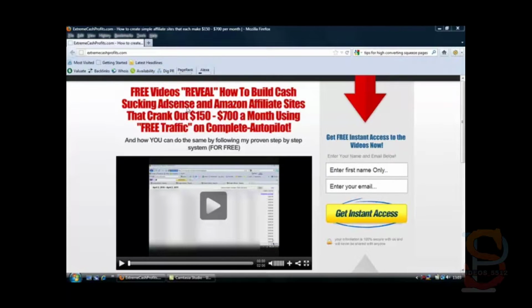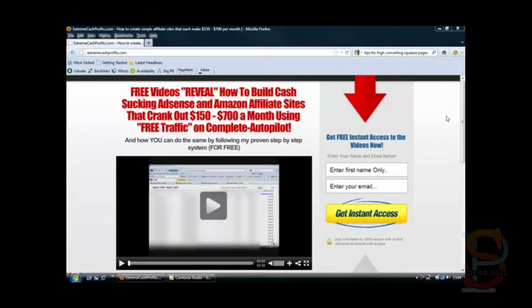Tip number 3, you want to try and use numbers in the headline. As you can see, I've used $150 to $700 per month. Numbers always hold people's attention more, they create more attention. So again, numbers in the headline are a big one. I always try and use numbers in my headlines. They work really well.